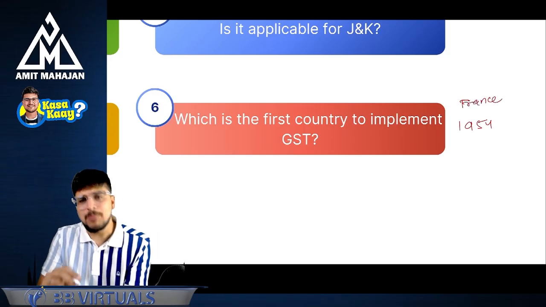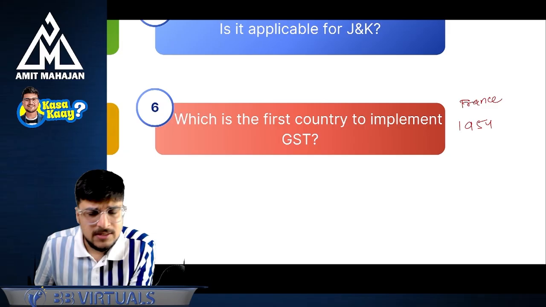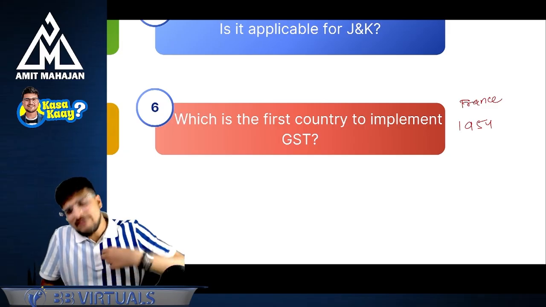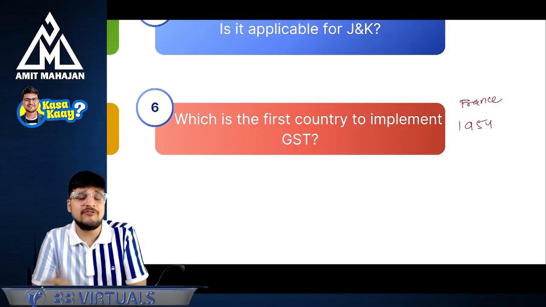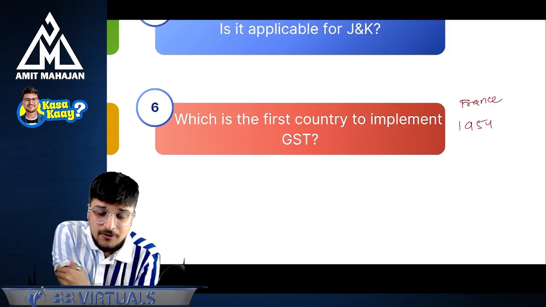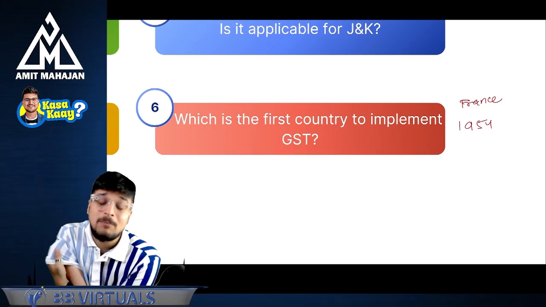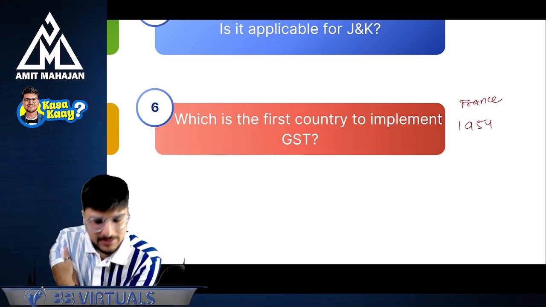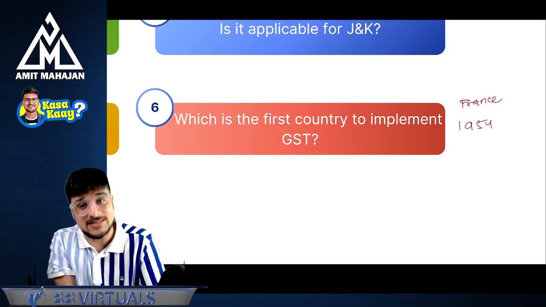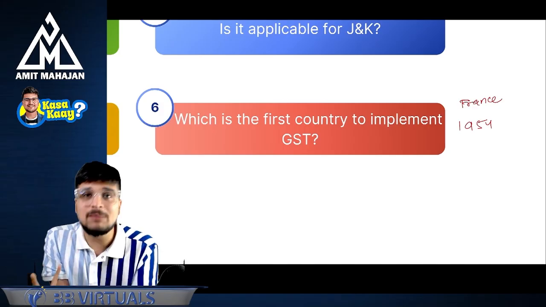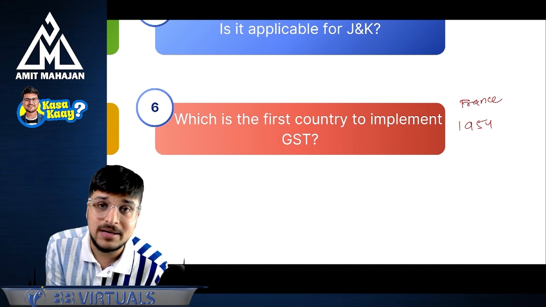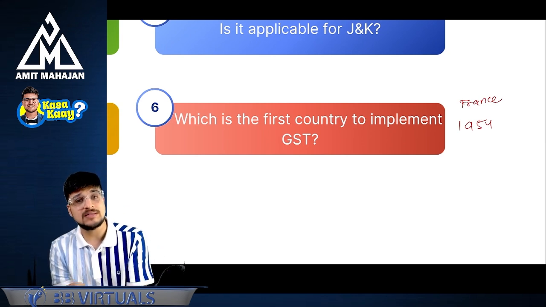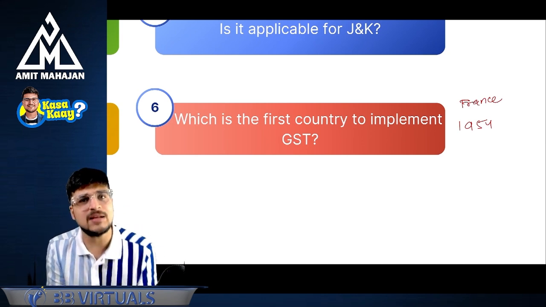Now, I have a simple question that, sir, are we too late to implement GST? Or if we have not implemented GST, will we call it a backward region or backward country? Absolutely no. Try to understand there are many countries still who have not implemented GST as of now. For example, Dubai. Dubai has not implemented GST. UK does not have GST. So does it mean that these countries are backward?